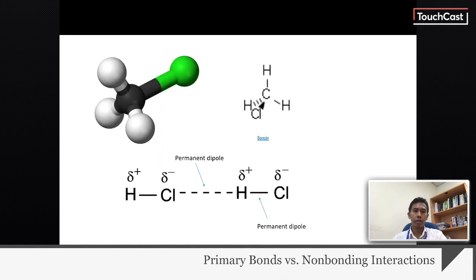Let's examine chloromethane, one carbon atom, three hydrogen atoms and one chlorine atom. The primary bond present in chloromethane is covalent bond. The nonbonding interaction present in chloromethane is permanent dipole interaction. Chloromethane has a higher boiling point than methane because nonbonding interactions are stronger in chloromethane. Chloromethane requires more energy to break the interaction and separate molecules to form a gas.